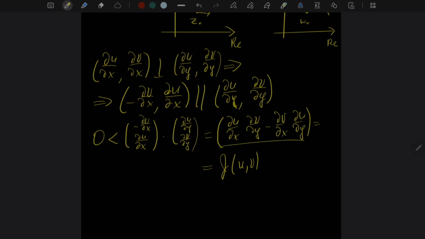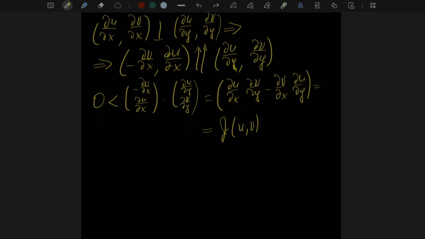This is the determinant of the Jacobian matrix. So it is the Jacobian of A and V. And here it is non-zero. So they are indeed parallel. Okay.